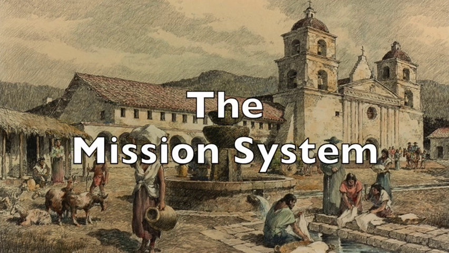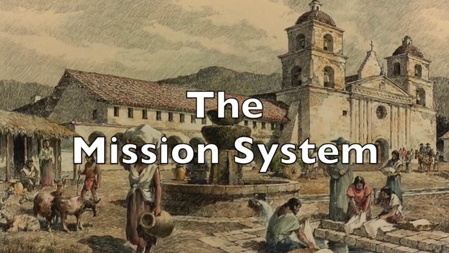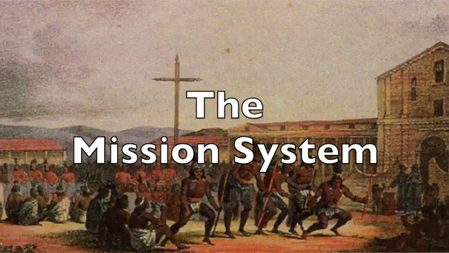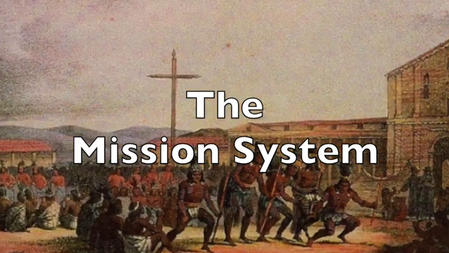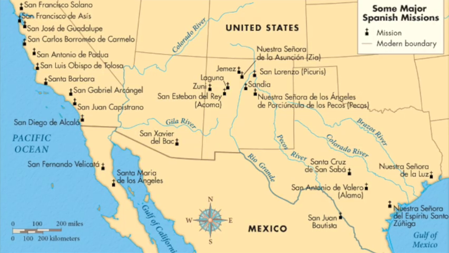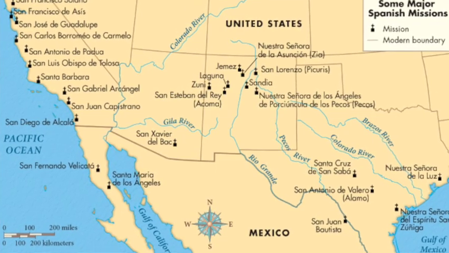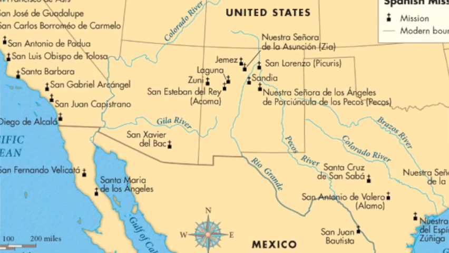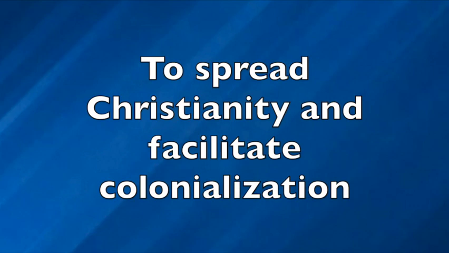Now, the Encomienda system was just one facet of New Spain's colonial hierarchy. The mission system, also known as the Spanish missions, was a key component of Spanish colonialism in the Americas, particularly in the regions such as present-day Mexico, California, and other parts of the southwestern United States. The primary purpose of the mission system was to spread Christianity and facilitate the colonization of Native American peoples.